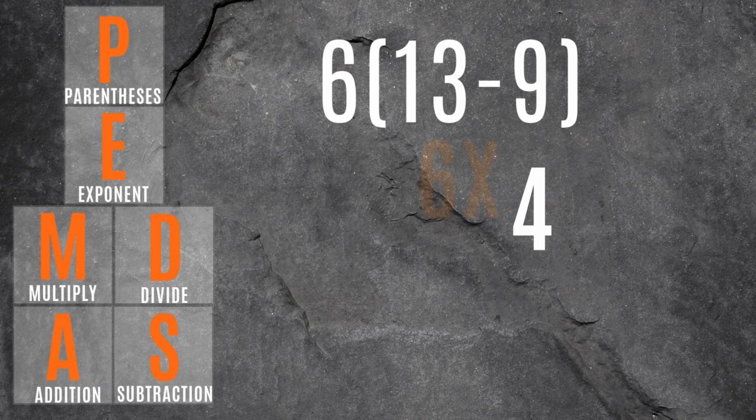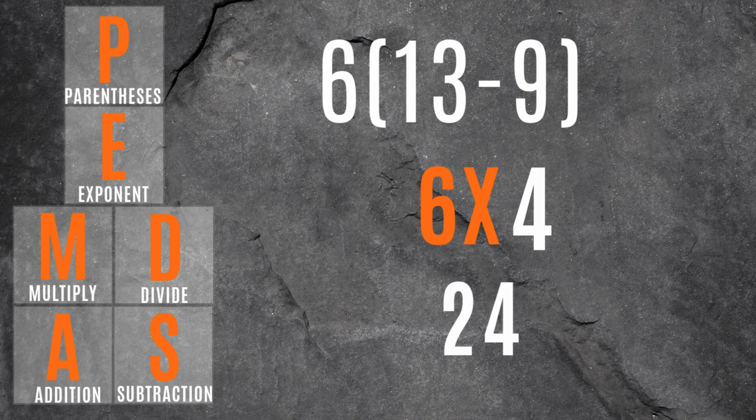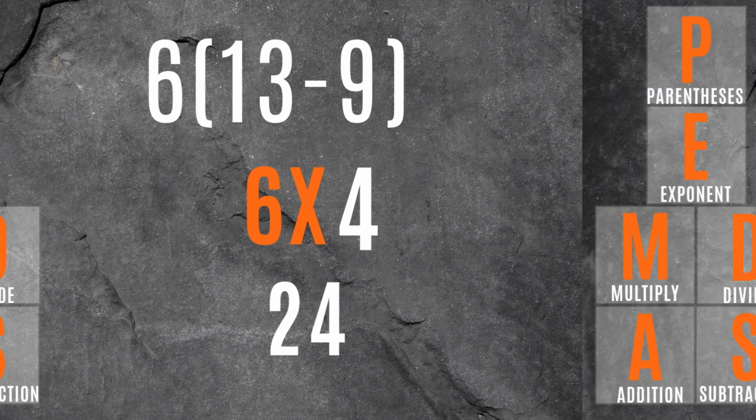So once we bring down our 6 times 4, we're going to look to see if there's any exponents. There are no exponents, so we can move on to level 3. Level 3 talks about multiplying and dividing. We're going to work left to right, but we only have multiplication, so that is what we will do first. Once we do 6 times 4, we get 24, and there is no addition or subtraction on level 4, so our final answer is 24.